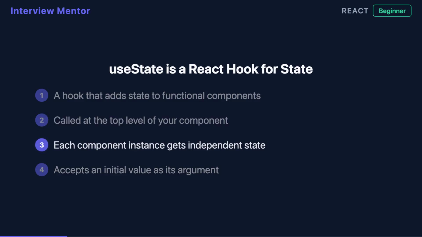useState specifically manages component local state, meaning each component instance gets its own independent state. You pass an initial value when you call it, and that value is used only on the first render.